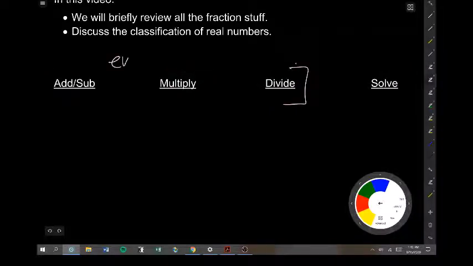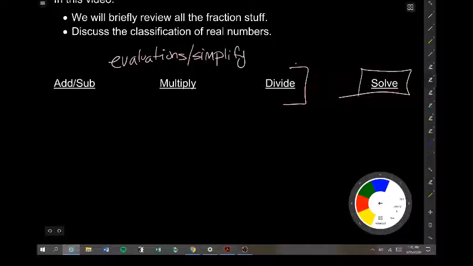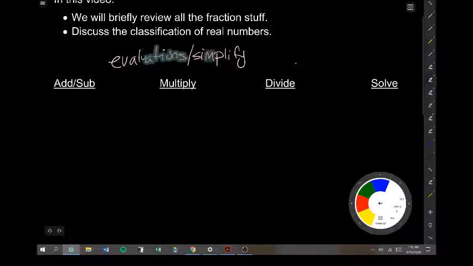The first 3 all deal with evaluations, or potentially simplifications, calculating what the fraction equals. Solving is a step with a variable involved. The first 3 aren't going to have a variable in them. The fourth one is. So be aware of that difference here.